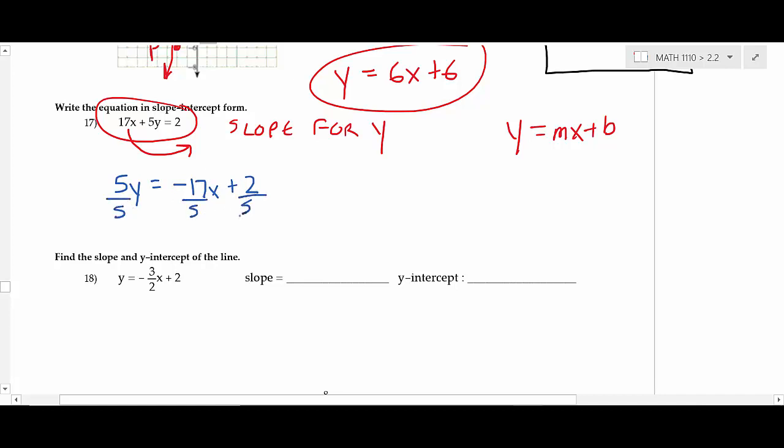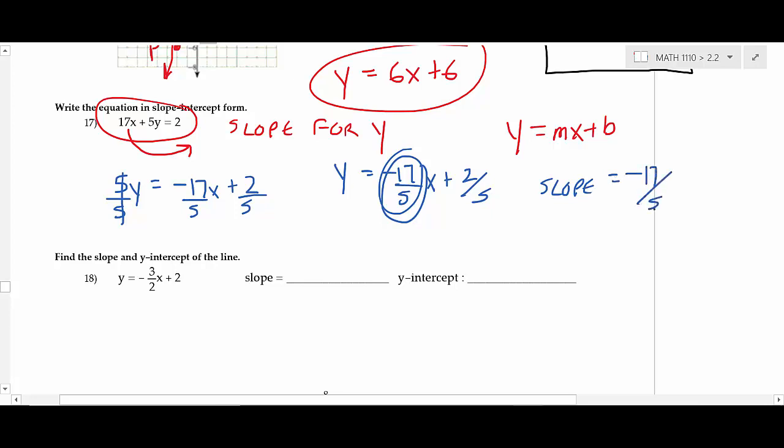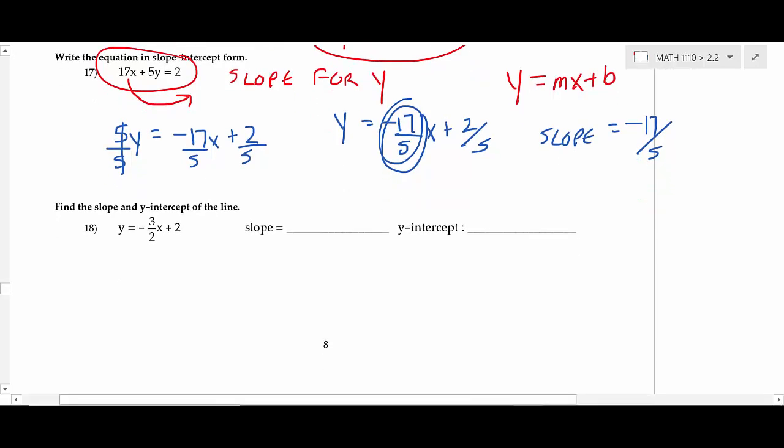And when you're doing that, be sure everything gets divided by 5. So you'd have y equals negative 17 fifths x plus 2 fifths. What's the slope? This thing right there. There it is. Because remember, you're putting that in y equals mx plus b. So therefore, the slope would be negative 17 over 5. Okay? So if you've got your equation in general form and need to find the slope, which you'll have to do quite a bit from time to time, then you just need to do that. That's what the slope-intercept form does for you.